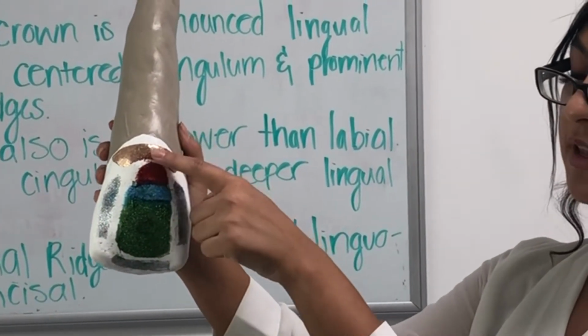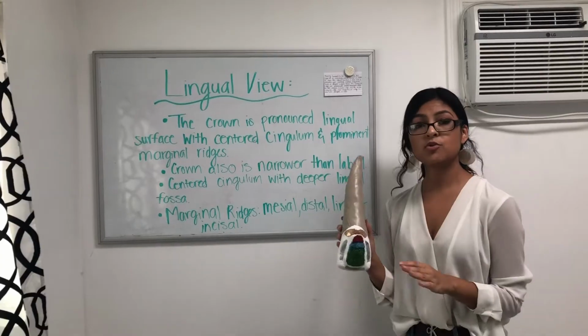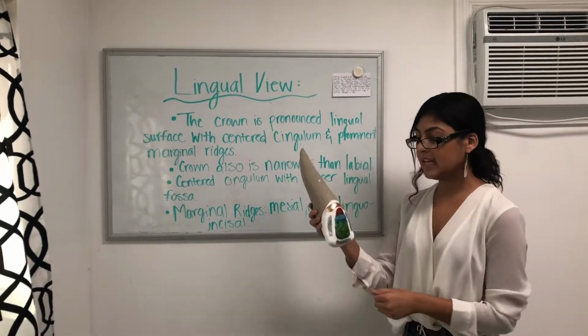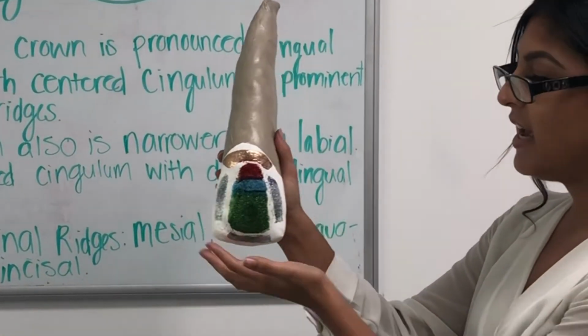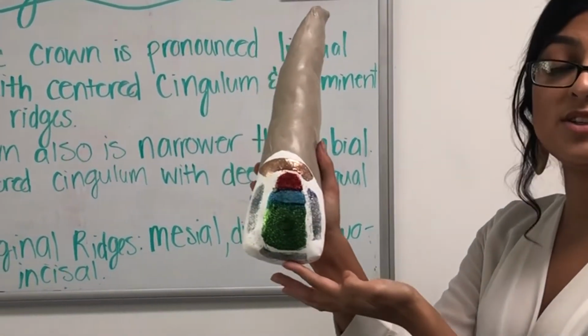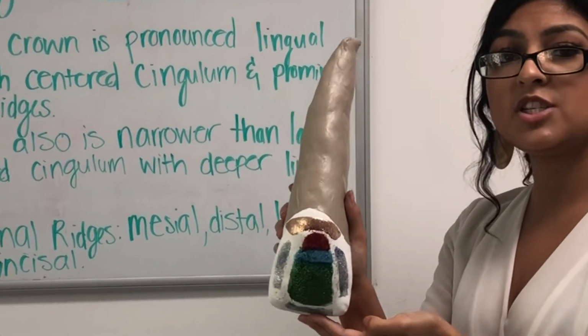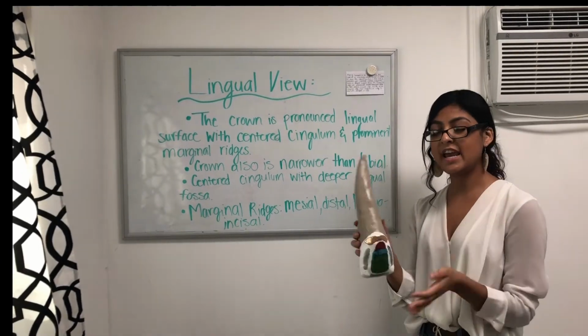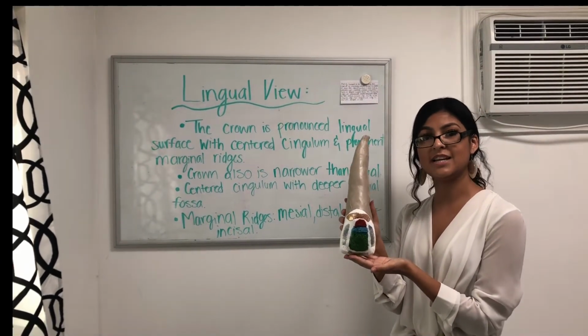And as I said before, this is the cingulum. And the 3 marginal ridges it consists of are the mesial marginal ridge, this is the distal marginal ridge, and this is known as the linguo-incisal marginal ridge. And all these ridges are known to be very straight and very well developed in size.